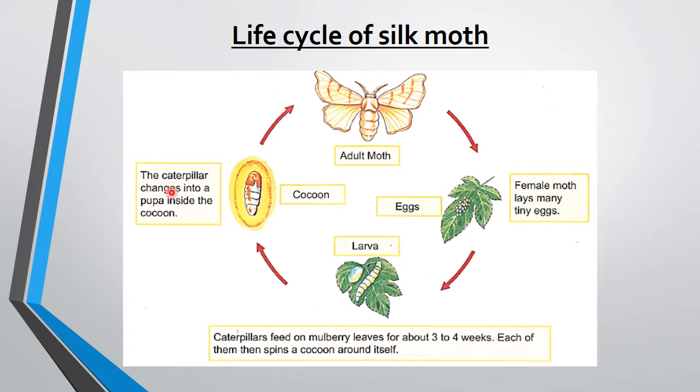In this cocoon stage, the caterpillar covers itself completely with silk fibers, and then the cocoon is collected and processed. If you see this cocoon, it is made of a single continuous thread of raw silk, which is about 1 kilometer long.